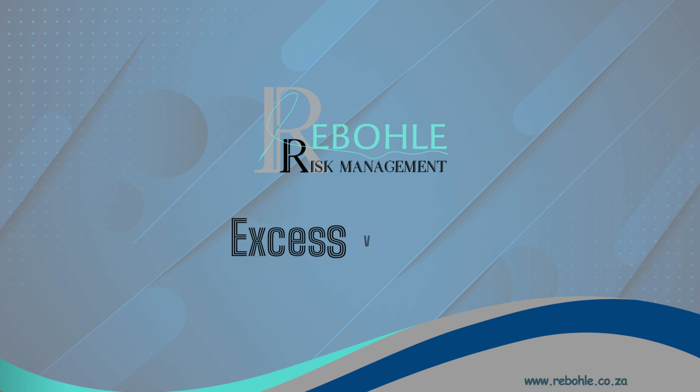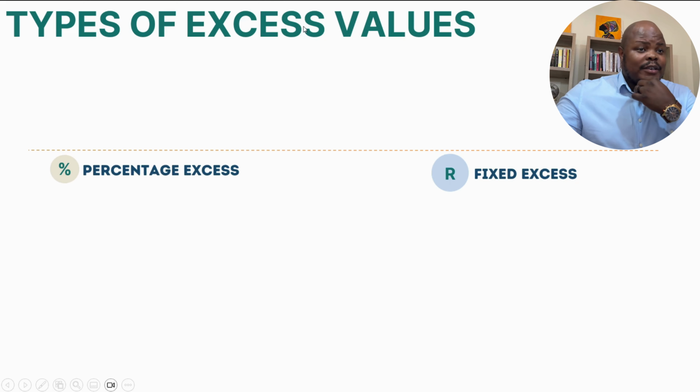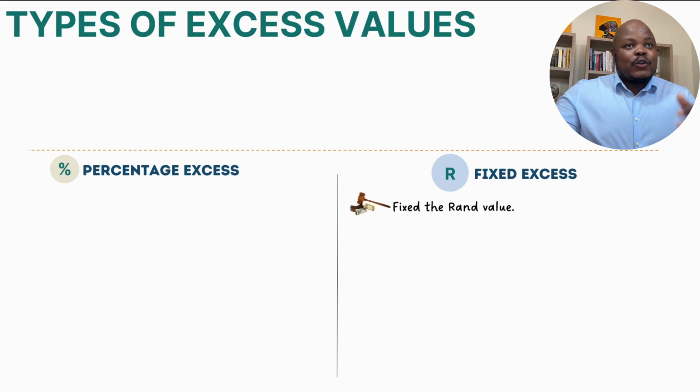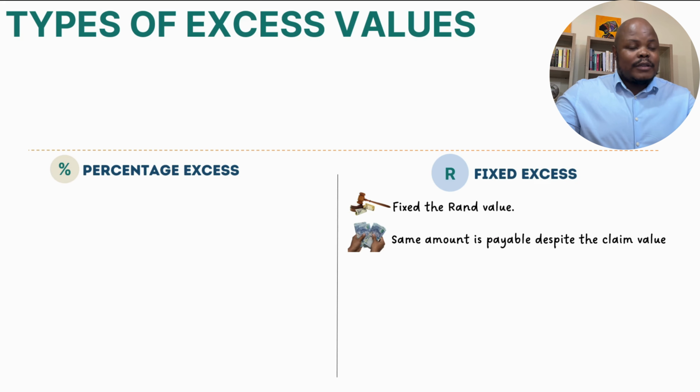Let's start now with a presentation where I'm going to share with you the different types of excesses. We've got two key types of excesses, mainly the fixed excess and the percentage excess. The fixed excess speaks to a specific fixed rand value that you need to pay. It could be a stipulated amount of any value, but it's a rand value, and it's the same amount payable throughout the life of your insurance policy. It does not change, it does not fluctuate, because it's a fixed one.